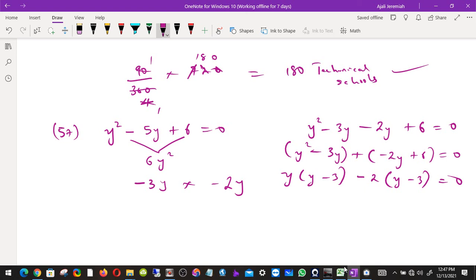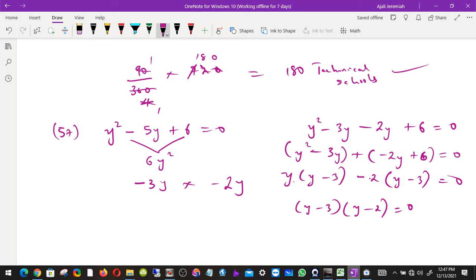Equals 0. Hope the two brackets are the same. Minus 2 times minus 3 is plus 6. Are the two brackets the same? Yes. So you pick one of them, take this and take this. That's y minus 3, y minus 2 equals 0.